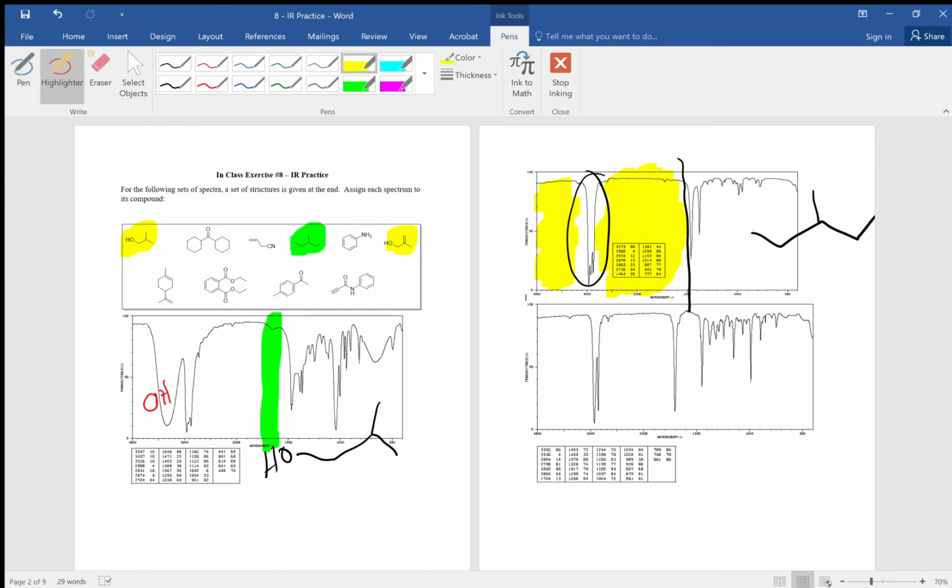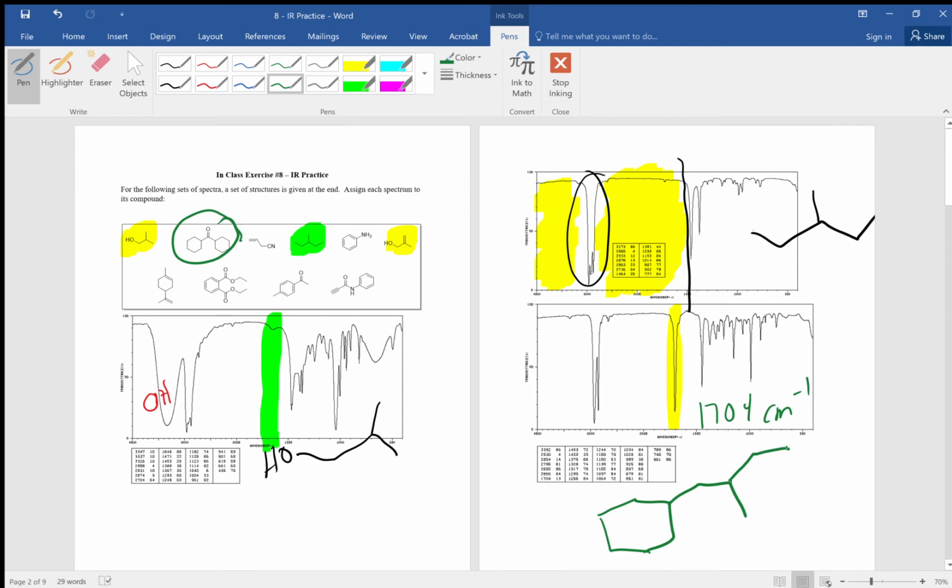In part C, we have what is most likely to be a carbonyl peak. It's at about 1704 wave numbers. So that puts it right in the range for a ketone. And we have just one ketone in our list of possibilities, which would be that one.